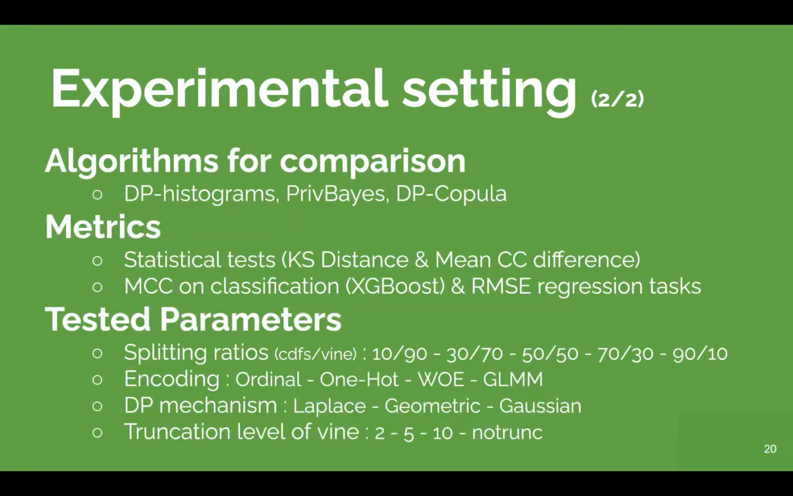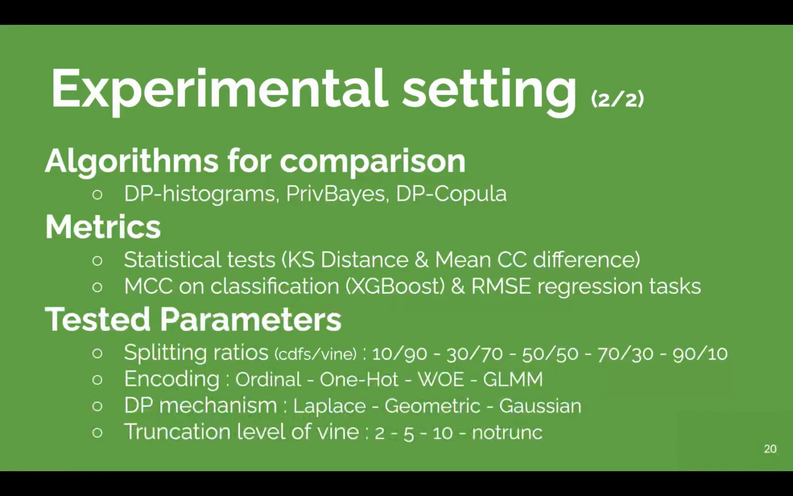We used a few metrics. To test the statistical similarity, we used the Kolmogorov-Smirnov distance and the mean correlation coefficient difference. We also used the Matthews correlation coefficient on the two classification tasks, which are the binary and multi-label classification, and we used the root mean square error on a linear regression task.